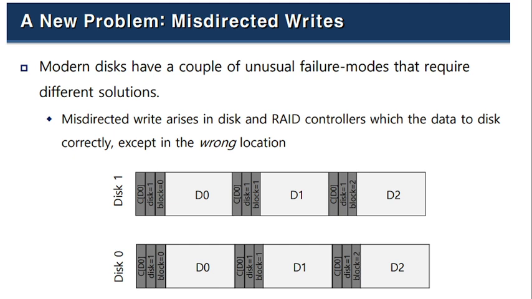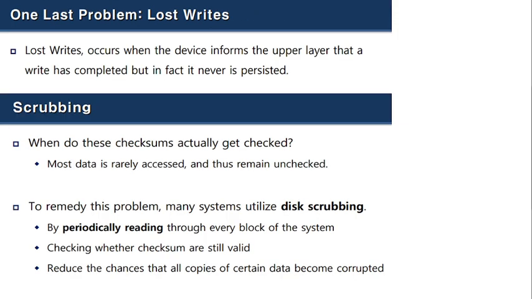The most important concept here is the next one, disk scrubbing. Disk scrubbing is the most important concept here. So here, when do these checksums actually get checked? Most data is rarely accessed and so remains unchecked.